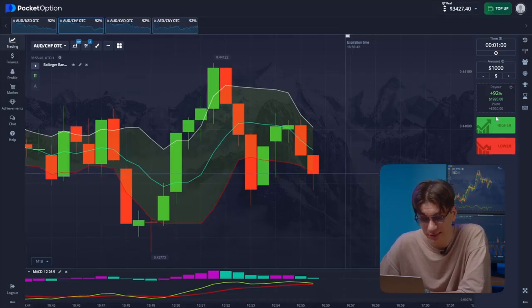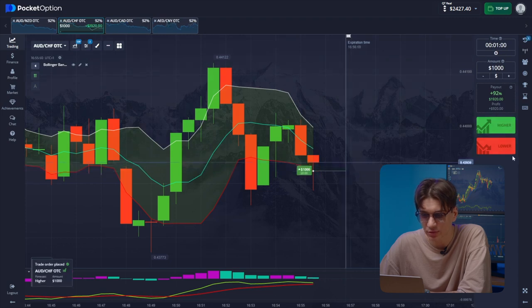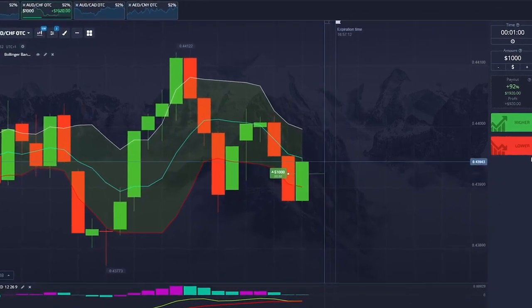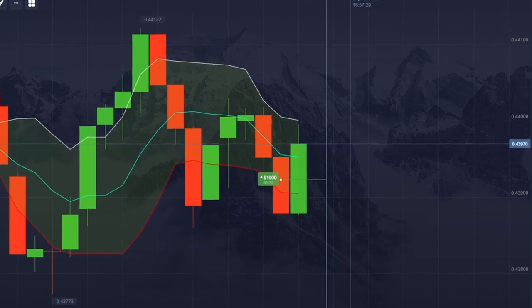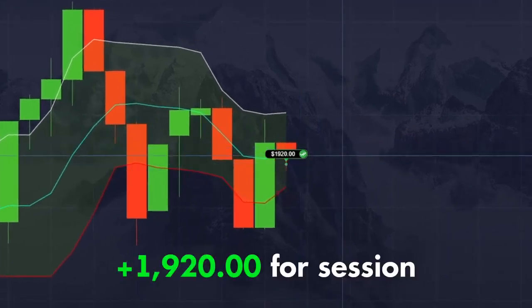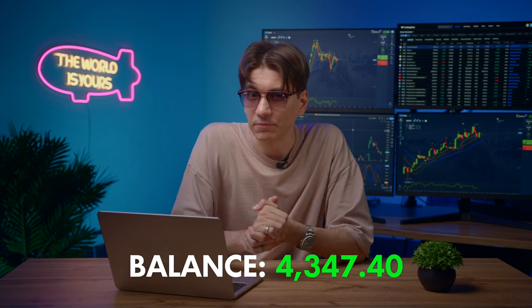Same amount, hitting high. It looks like a new support level is forming on the asset. The interaction of the candles with the Bollinger Bands lines clearly shows this. Another success. No surprise for me. I think we can do a couple more trades.